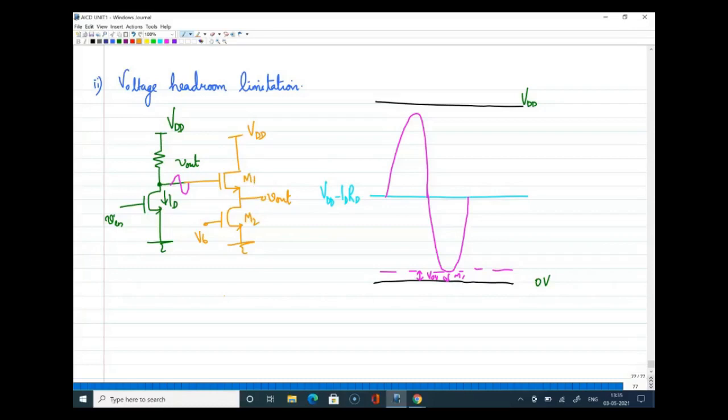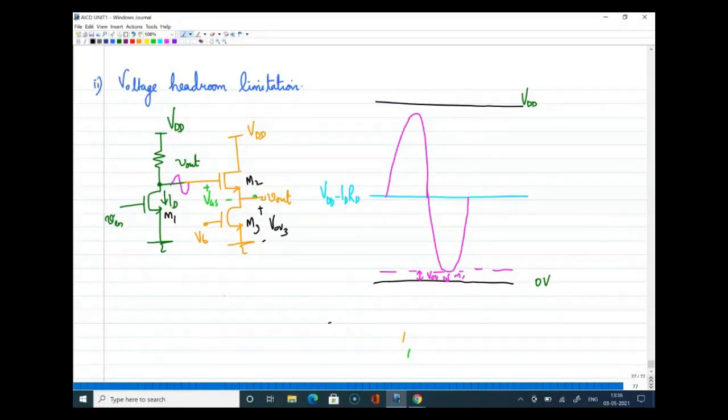I have connected this, and now if I look at the output swing at this particular point, you can definitely say that this output DC level and this output DC level have some difference. What is the difference? That difference is here, which is VGS. So let me number these. This is M1, this is M2, and this is M3. We have a difference of VGS here, and for this transistor we should have an overdrive voltage, which is VOV3, right?